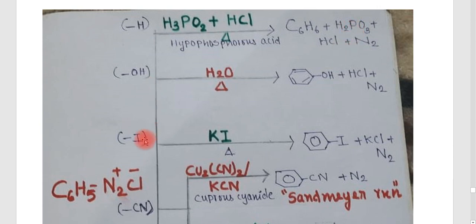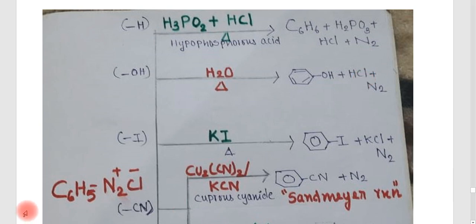The next reaction is a replacement by the OH. Here the benzene diazonium chloride is converting into phenol. Okay, how is it converting? The benzene diazonium chloride solution is boiled or steam distilled. You will get the phenol, that is C6H5OH plus HCl plus N2. That is the second reaction.